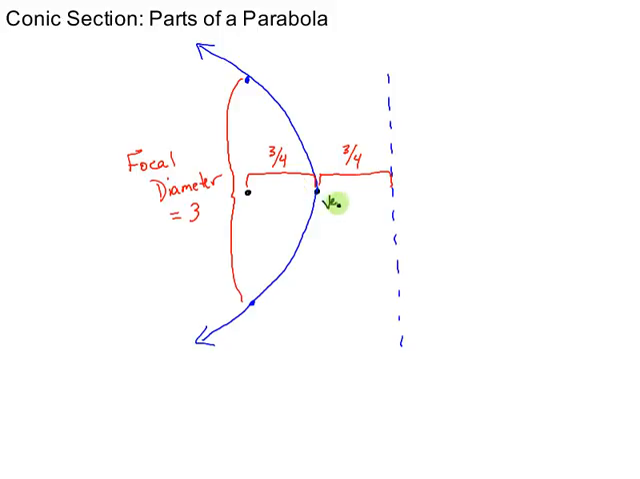Okay, so we've got our vertex. Let's label these one more time. This is the vertex in this case. This is the focus. And this is the directrix. So those are the parts of a parabola and how they relate. The distance across through the focus is 3. Then the distance here is 1/4 of that. Or if you take this distance and multiply it by 4, you get this distance.